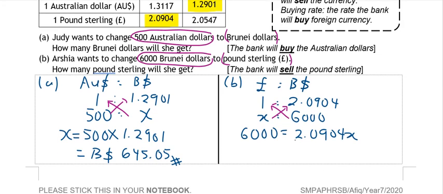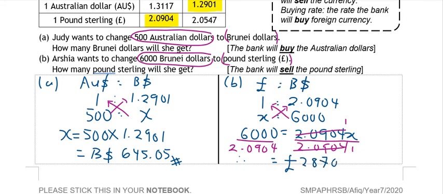So what we're going to do next is to divide 2.0904x by 2.0904 because you want to find x. So obviously you have to do the same thing on the left. Therefore, once you calculate using a calculator, you will get how many pounds? You will get 2870.26. That's according to my calculator. Okay, so that's for the second example.